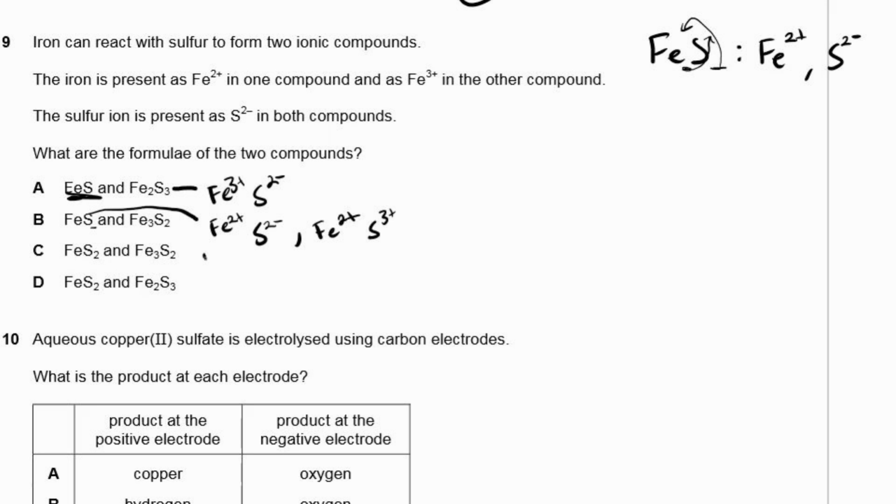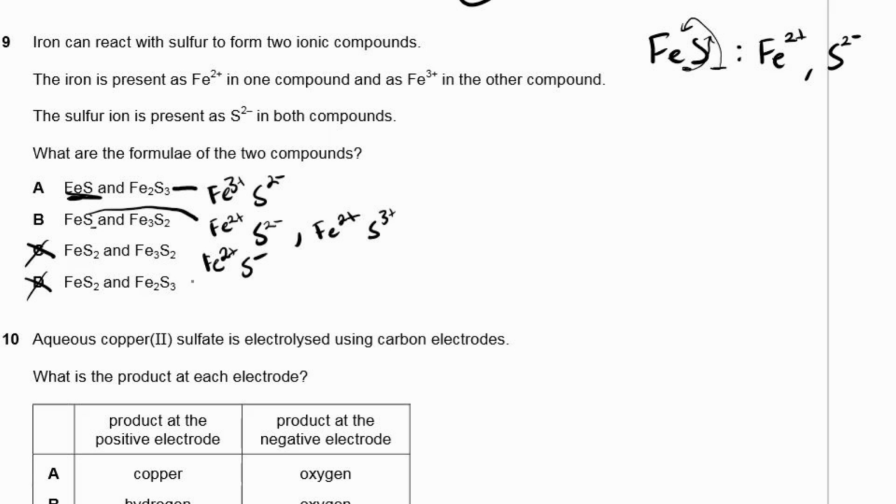From C, you have Fe2+ and S-. That doesn't make sense. Or it could be Fe4+ and S2-. So you don't get Fe4+. Okay, so that can't be it. And those 2 are the same, so it can't be those ones.